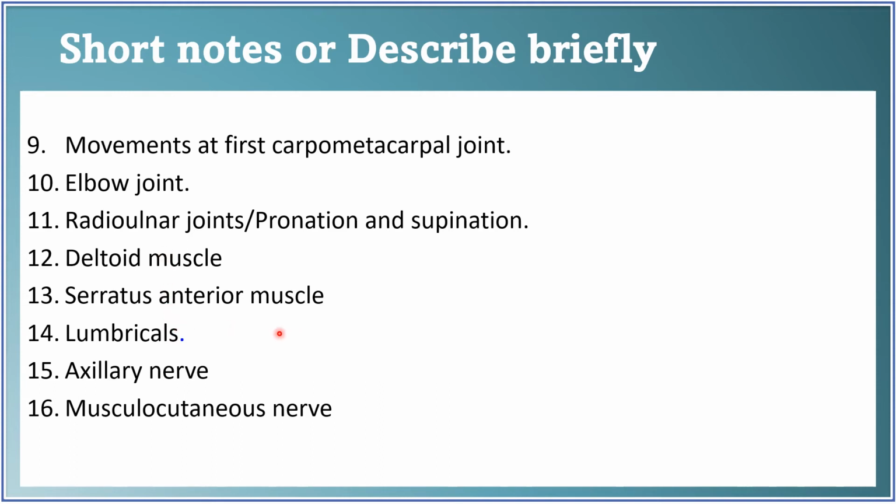Draw suitable diagrams, and in case of muscles you have to write origin, insertion, action, nerve supply, and applied anatomy, also if the nerve supplying them gets injured, right? So that also has to be written. As I told you earlier, axillary nerve and musculocutaneous nerve, long questions are not there, they are asked as short notes.